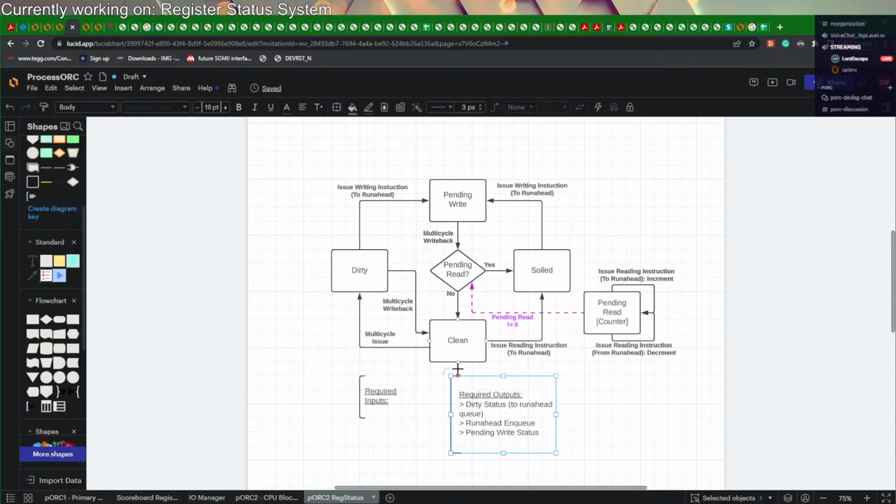Nothing in the CPU cares if it's clean. So on this given thing, the pending write will tell it whether or not it needs to stall at all. The dirty status tells the run ahead queue whether or not it can issue. The run ahead and queue tells it whether or not to actually take the instruction and put it to the run ahead queue. So it's here, here, here.